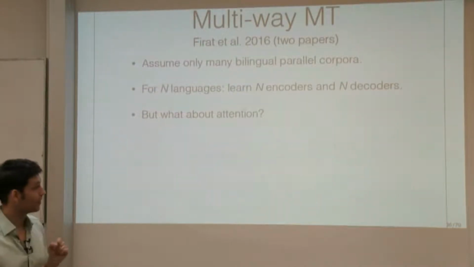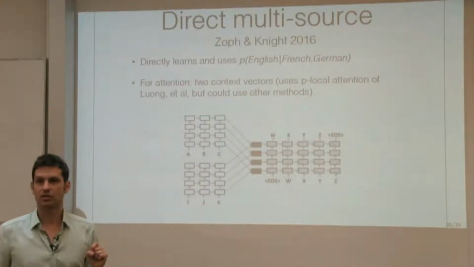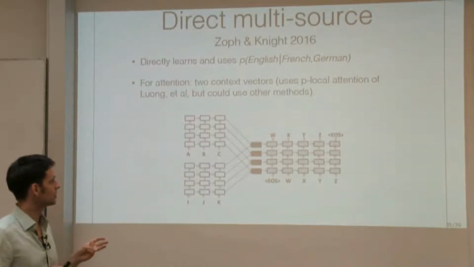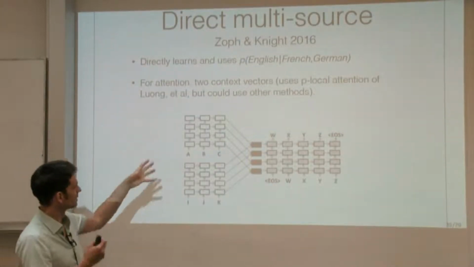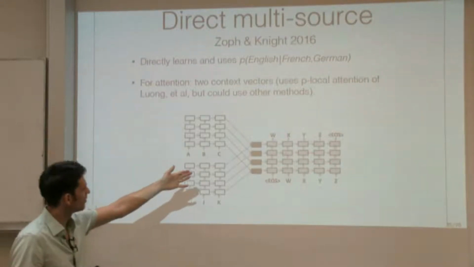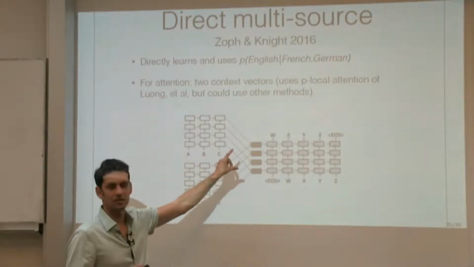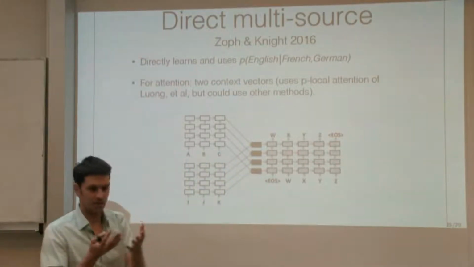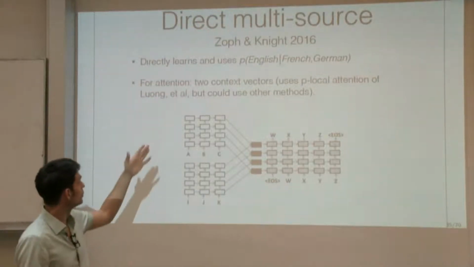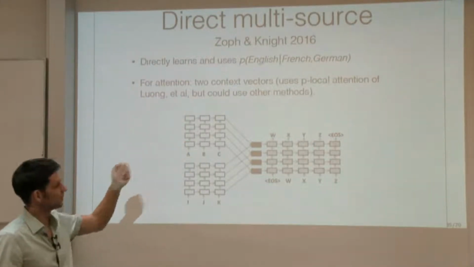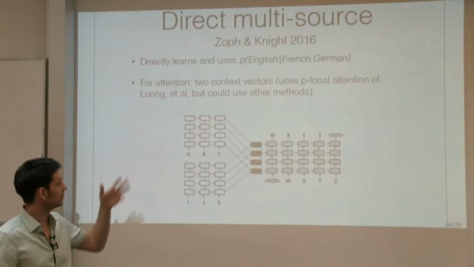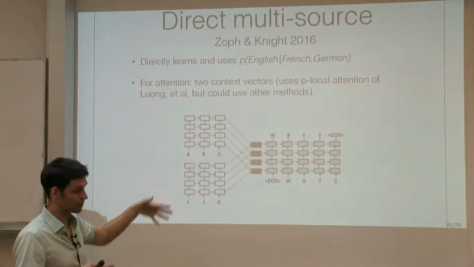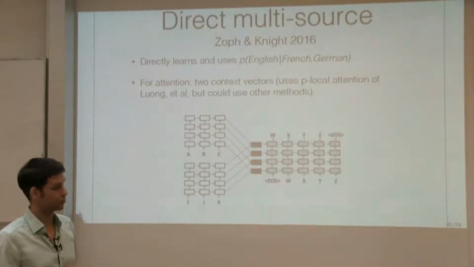So the main problem of the setup is that you really need a multiparallel corpus, or it is better if you have it, because you have to feed the decoder with the combined information. So you need to process source language 1 and source language 2, and then put these vectors together.